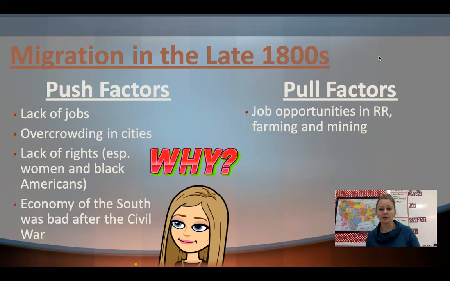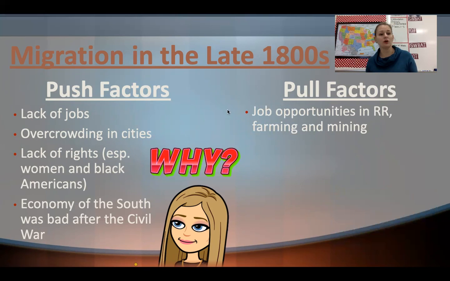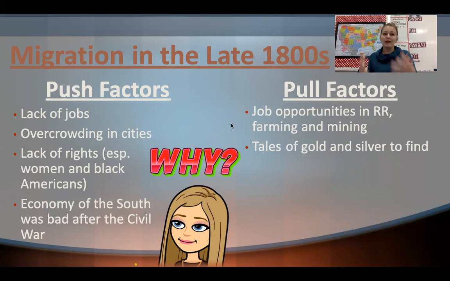So the pull factors, the things that brought people out west, were the job opportunities. You could go work on building the railroad. You could go get some land and start farming. You could mine and possibly strike it rich and find some gold. As I just said, there were tales of silver and gold, especially out in California when you get the gold rush, and that's in 1849, before the Civil War even happened. So like I said, some of our time here is going to overlap, but these are the reasons that people were moving out west.